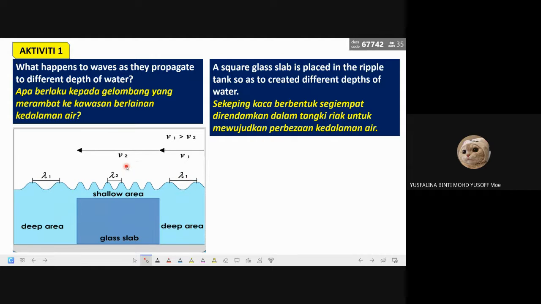Then after that, we compare the velocity. V is equal to f lambda. This is the formula: the speed is equal to f lambda. So when the wavelength is increased, the speed will also be increased. This means at the deep area, the speed of the wave is increased, but at the shallow area, the speed of the wave will be decreased. It depends on the wavelength. All right, so here it said, this one I already explained.